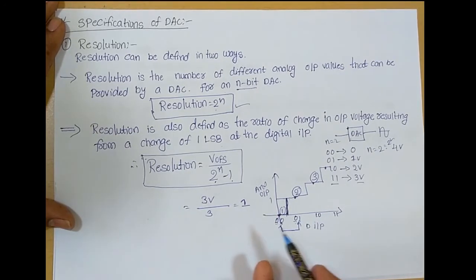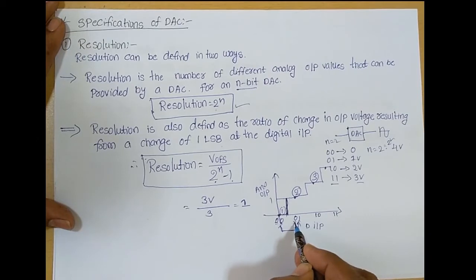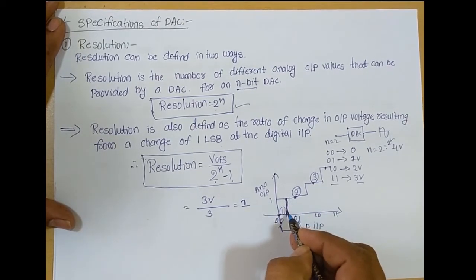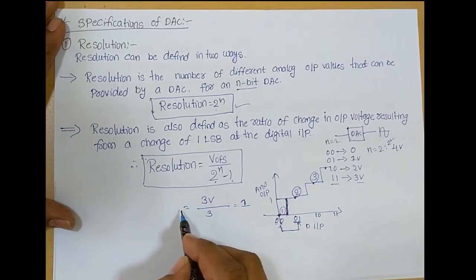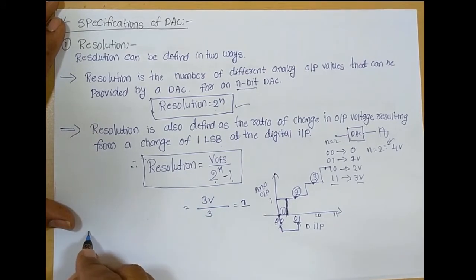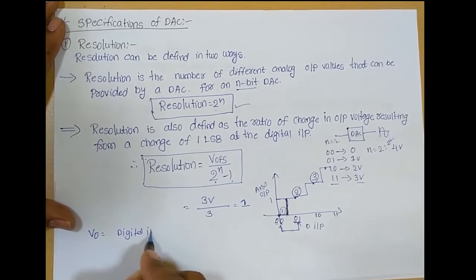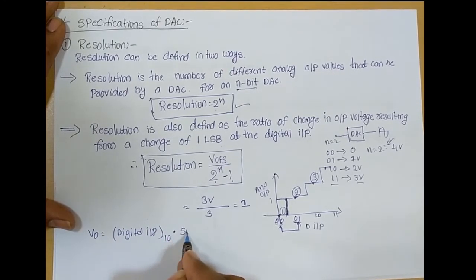Sometimes they give the digital input and the step size, and ask you to determine the output voltage of the digital to analog converter. At that time, the output voltage is V naught equal to the digital input expressed in decimal form times the step size, or we can multiply by the resolution, and then we will get the output voltage.